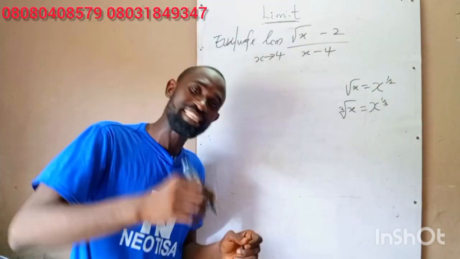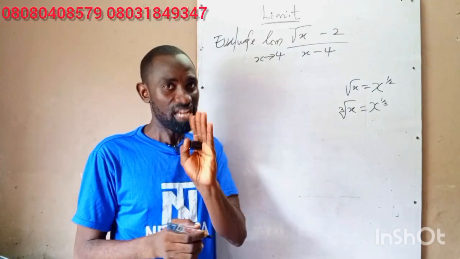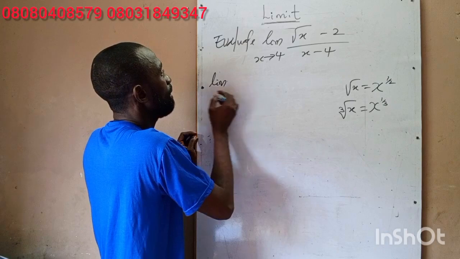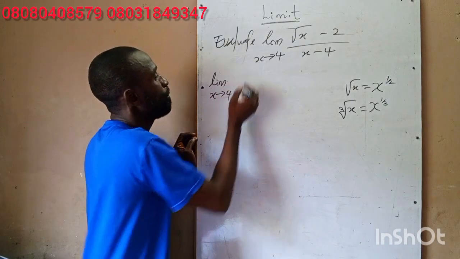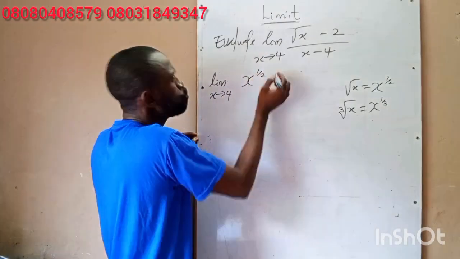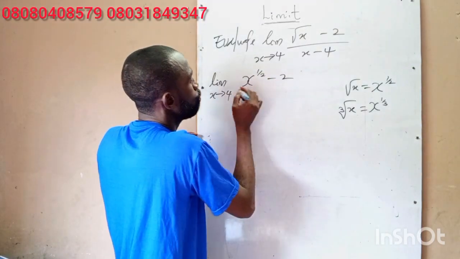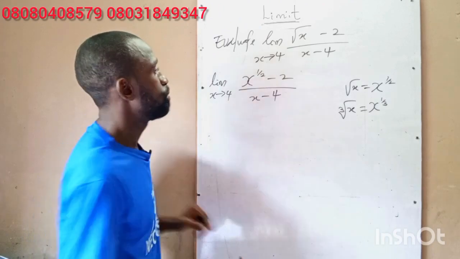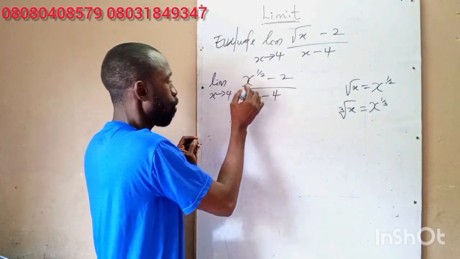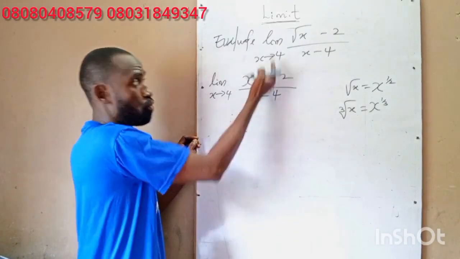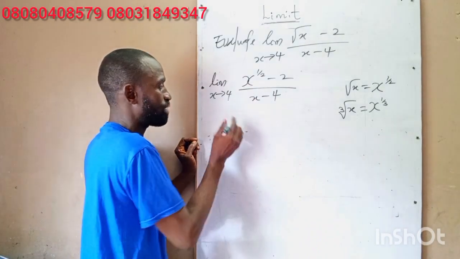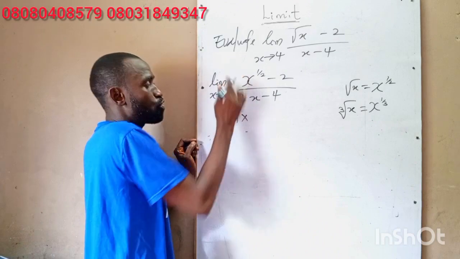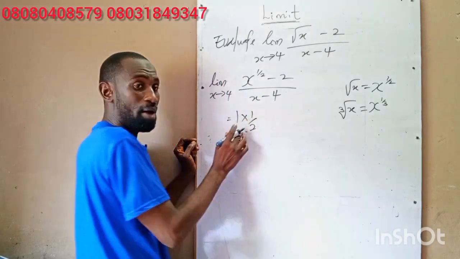Before I can differentiate, I must have a power. So this is the same as the limit as x approaches 4 of x raised to power 1 over 2 minus 2 all over x minus 4. Differentiating the top, the power will come down as 1 times. Let me do it so you understand. The coefficient is 1 here, so we have 1 times 1 over 2, which is the power.